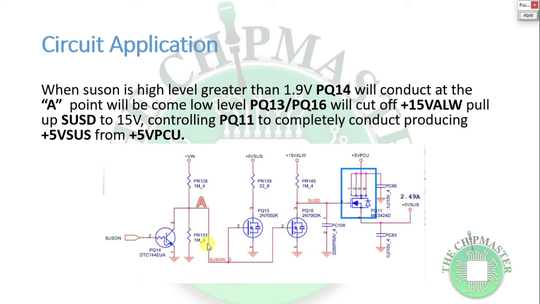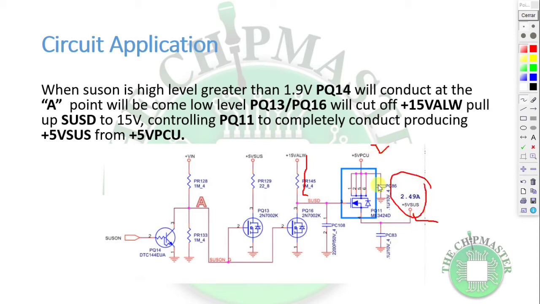so when A is grounded, this MOSFET is an N channel MOSFET, so the voltage at the gate, right, is the same as the voltage at the source, so it will cut off. Here is the same, the voltage at the gate is the same as the voltage at the source, it will cut off. And what will happen is that we have 15 volts here coming through a 1 mega ohm resistor, which is becoming source D, and it is going to conduct 5 volt PCU to 5 volt source, and current is 2.49 volts. And this is another switch mode power supply, and the output voltage is going to power the hard drive and so forth, right.